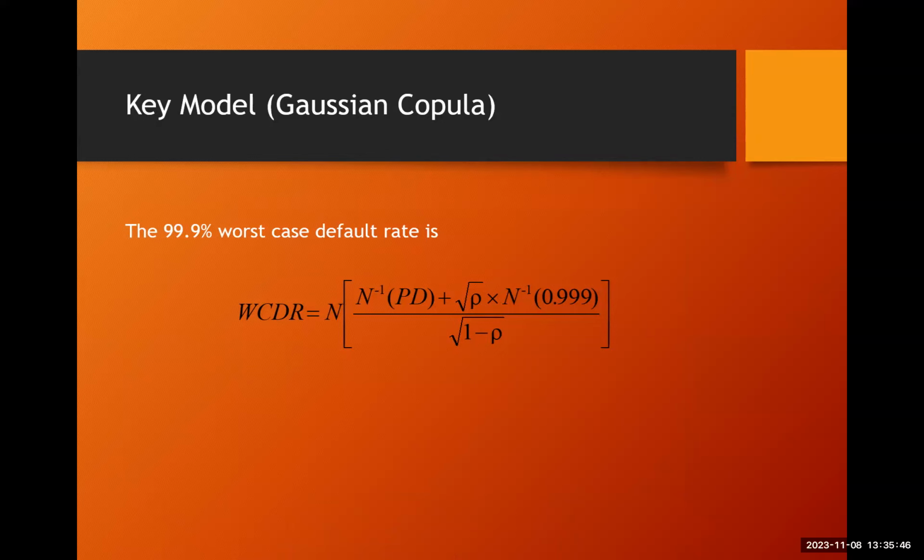So in this case, WCDR stands for the worst case default rate, which is the rate of default if the market is in a bad condition. The rho here represents the correlation between your investment and the market. And so it denotes how related the investment is to the market: if the market is going down, your investment is going to have a higher risk of default.